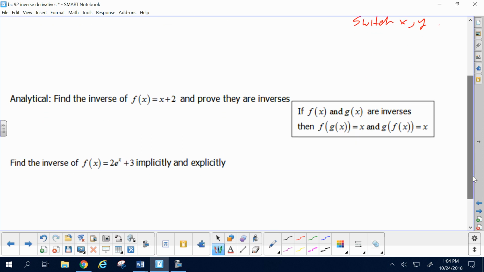If I was to prove two functions are inverses, then they should undo each other. If I take a number, add 2, subtract 2, that undoes each other, you're right back to what I put in to begin with. Inverses should undo each other's effects, and you're right back to whatever you put in. What is the inverse of x plus 2?